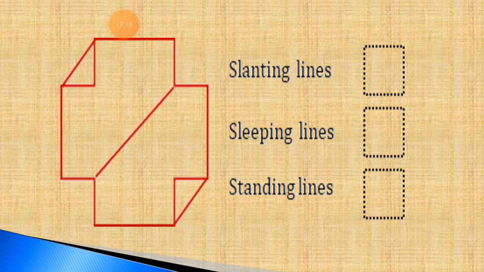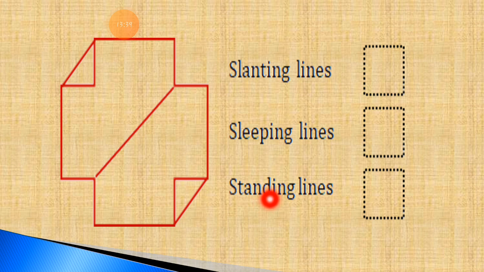Now I have one more picture, so we can count slanting lines. Here the boxes are given. Here are the slanting lines. We have to count how many slanting lines are there and write down the number. Then we have to count sleeping lines, how many there are, and then we have to count the standing lines, how many standing lines there are in total.